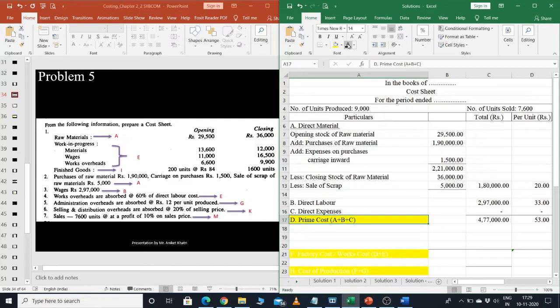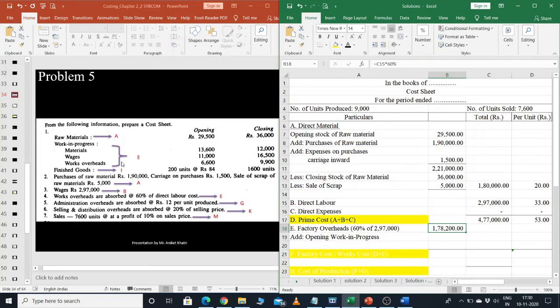So how to calculate it? A plus B plus C. Next is factory overheads. So it is mentioned over here 60% of the direct labor cost. So direct labor cost we know that is 2,97,000. So it is, and it is internal, 1,78,200. I need to add opening work in progress.